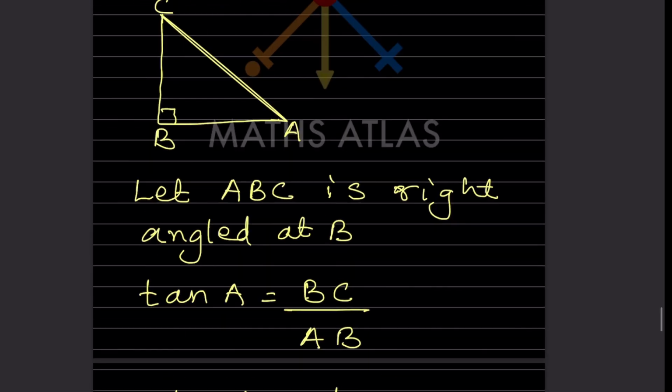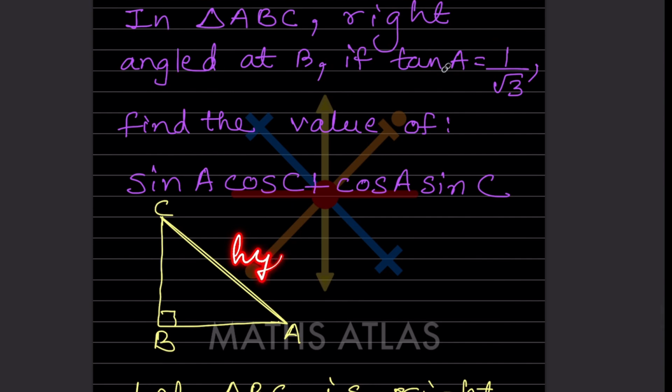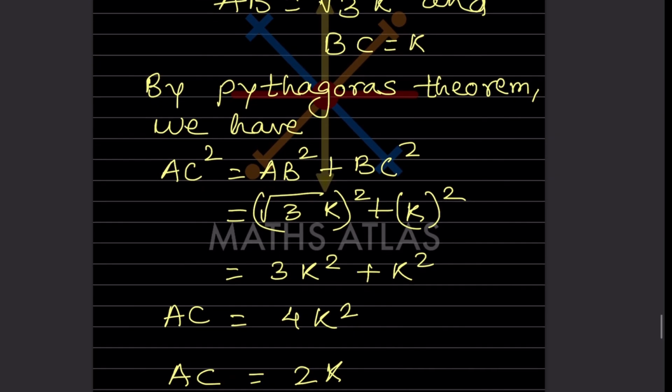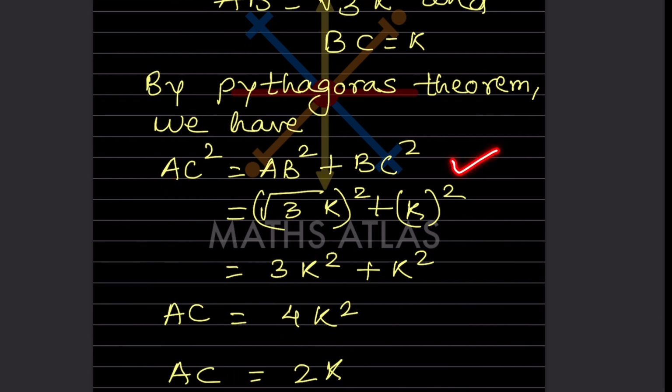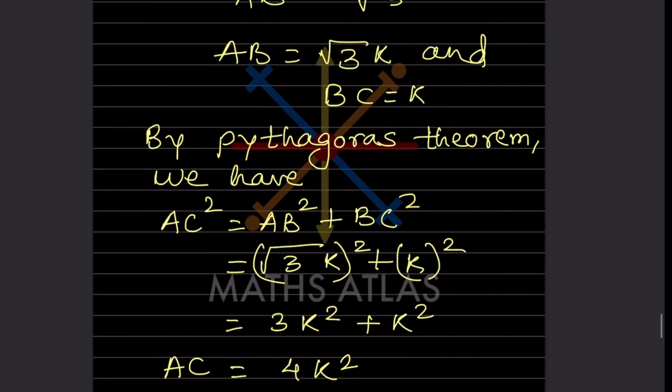We know that, what is here? This is the hypotenuse. Hypotenuse square is the base square plus the perpendicular side square. So that is what I wrote over here: AC square is AB square plus BC square. Now you know what AB is. AB is root 3 K, and you are going to take the square of it. Now what is BC? BC is K. You are going to take the square of it.